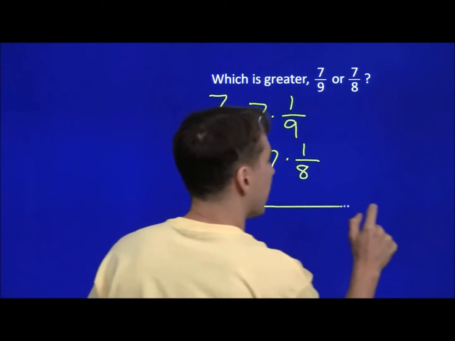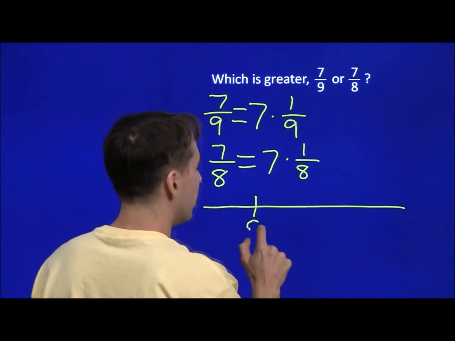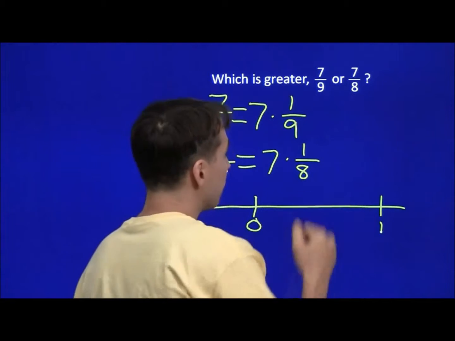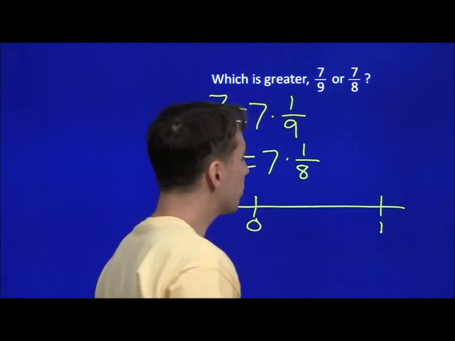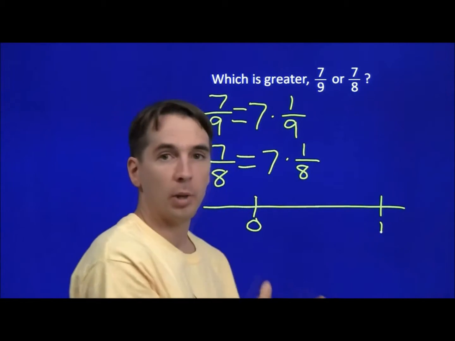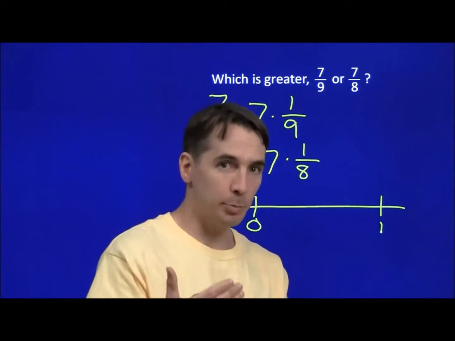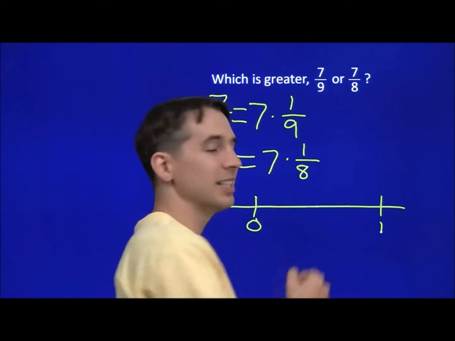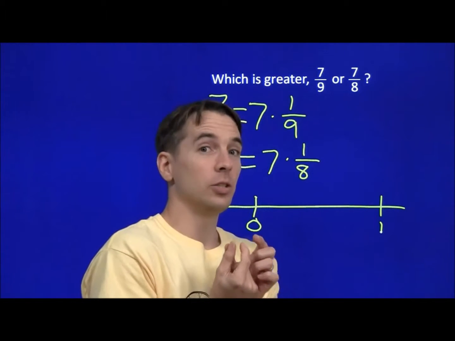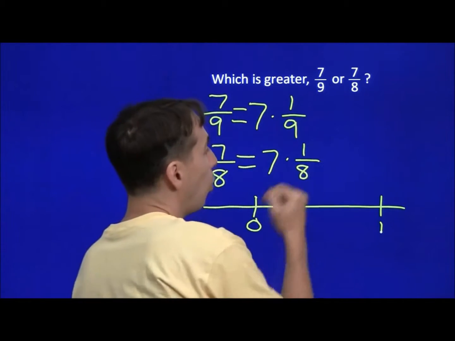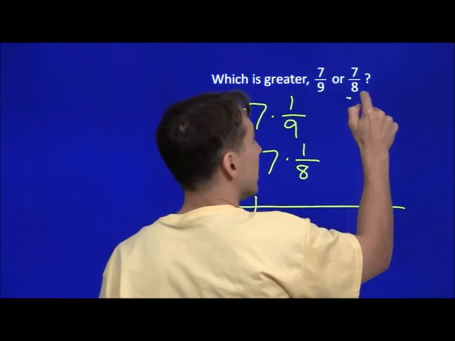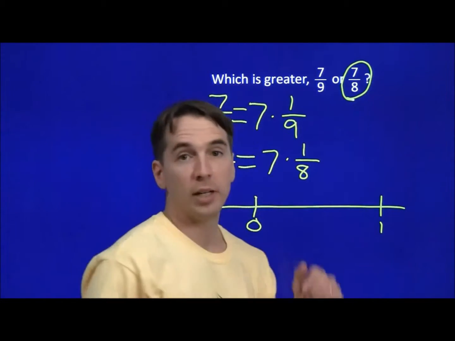And once again, we can think about the number line. To find these on the number line, we take the number line between 0 and 1 and we split it up into a bunch of pieces. To find 1/8, we split this segment up into 8 equal pieces. To find 1/9, we split the number line between 0 and 1 into 9 pieces. Now, if we're going to split this into 9 equal pieces, those pieces are going to be smaller than if we split it into 8 equal pieces. So 1/8 must be greater than 1/9, which tells us, of course, that 7/8 is greater than 7/9.